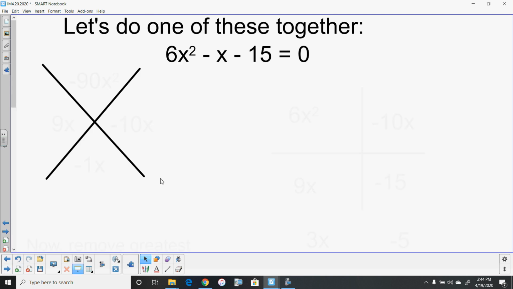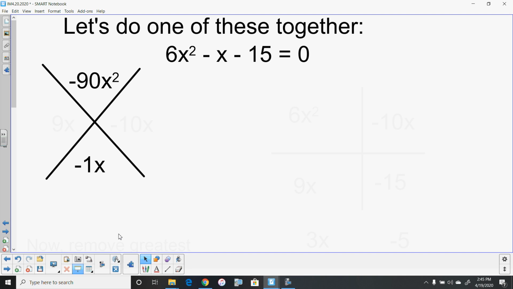Let's do that. We've got 6x squared minus x minus 15. In the top of my diamond, I'm going to do 6x squared times negative 15, which gives me negative 90x squared. My middle term, my b term, is just negative 1x, which is the same thing as just negative x. I'm going to put that in the bottom of our diamond.